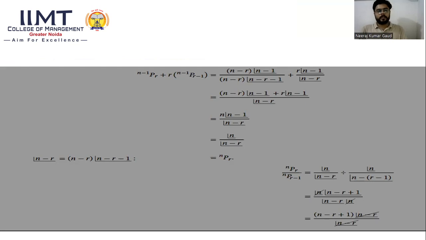And the last property, nPr upon nP(r-1), is n factorial upon (n-r) factorial divided by n factorial upon (n-r+1) factorial. After solving this, we get (n-r+1) factorial upon (n-r) factorial, and again opening the factorial, (n-r+1) times (n-r) factorial upon (n-r) factorial, which cancels out, and we get the result.